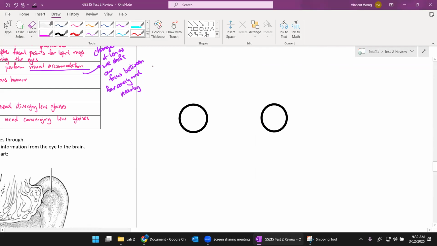I forgot what color I use in class, but let's say this is the left FOV. Did I use red for left or blue for red? I don't remember. The left FOV is going to enter the right half of the eye because light travels straight.